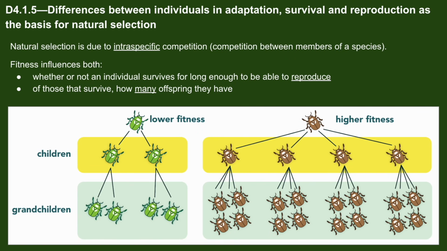Remember that we define fitness as whether or not an individual survives for long enough to be able to reproduce, and of those that survive, how many offspring they have. So you can see here, this green beetle has a lower fitness. It only had 2 offspring, 4 offspring in the following generation. Whereas you can see here, we define this beetle as having higher fitness because it had more offspring down the generations.